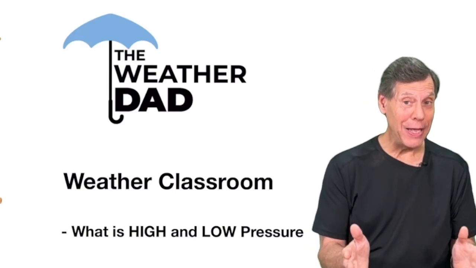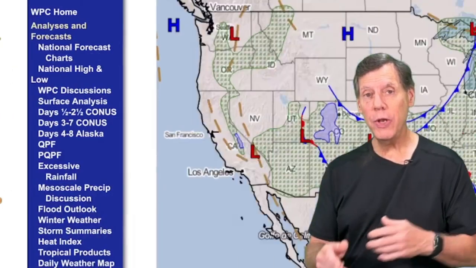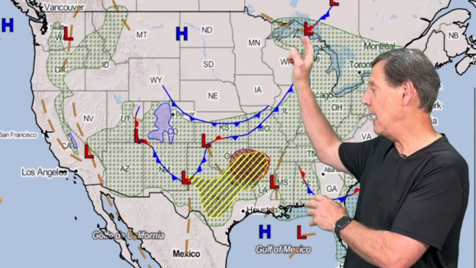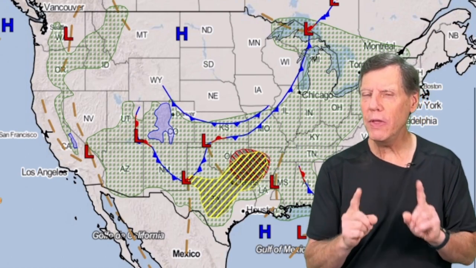On today's weather classroom, we're going to be talking about high and low pressure. When you look at a weather map, we have a lot of mythical symbols on this map. We have cold fronts and warm fronts, L's and H's. Now, why do I call them mythical? Because we can't see them with our eyes because we're dealing with air. But we do know they exist because we have instruments all over this planet letting us know where they are.